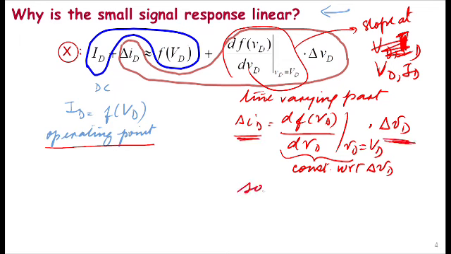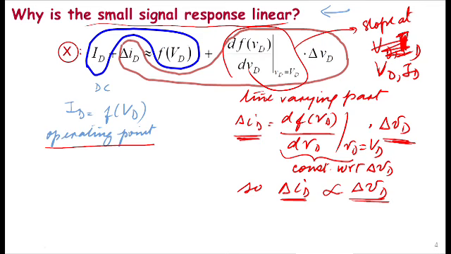Not surprisingly, I've shown you that delta ID is proportional to delta VD, and that is what I set out to show you: that my small signal response was linear. Delta ID was my small signal response, and I've shown you that it is proportional to the small signal input delta VD, and there you have it. So it shows that my small signal response is linear.